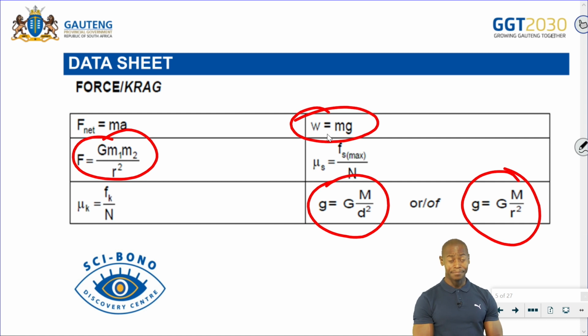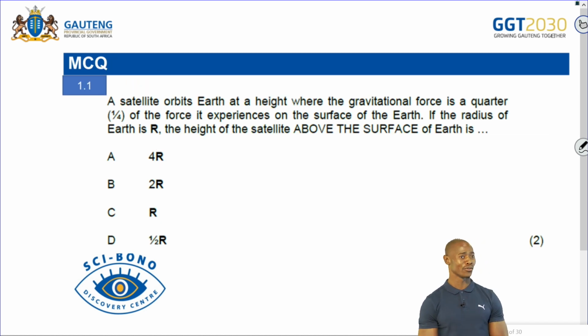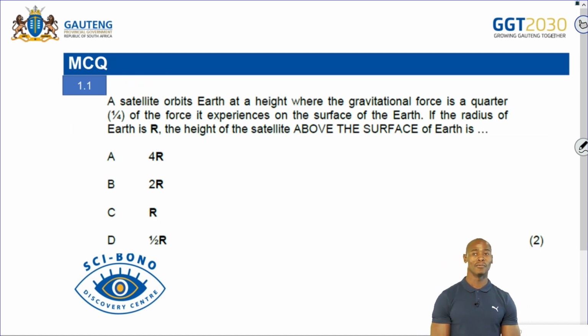All right, then let's look at the multiple choice questions. Remember, when it comes to your physical sciences, whether it is paper 1 or paper 2, physics or chemistry, question 1 is on multiple choice questions. So which means that we must learn how to answer multiple choice questions. It shouldn't be a surprise when it comes to an exam, right?